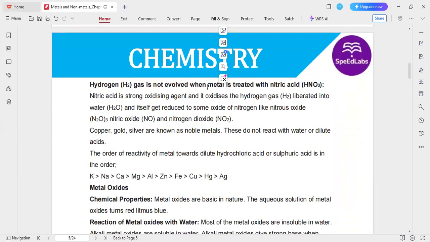Hydrogen gas is not evolved when metal is treated with nitric acid. Try to understand: nitric acid is a very good oxidizing agent, so it will convert the hydrogen into water. That's why it is not giving hydrogen. Is it clear? You have to remember this, children. You can write this sentence to elaborate your answers.